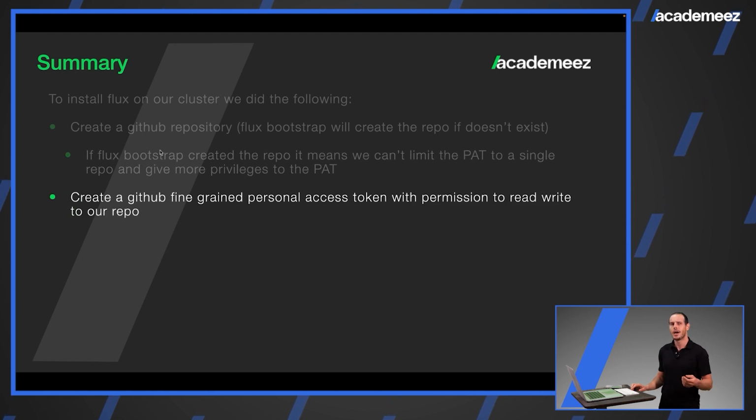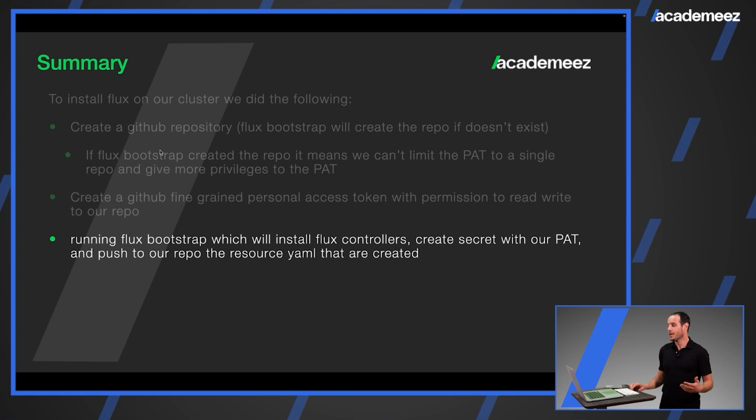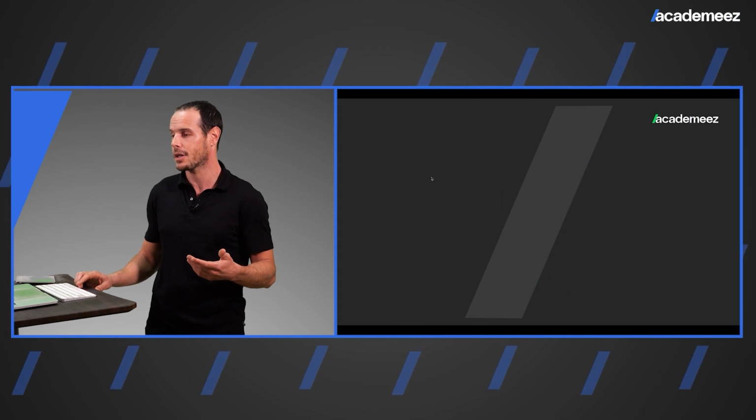And also we created a fine-grained personal access token with minimum permissions and a minimal expiration date, and learned how to do it securely. We ran flux bootstrap to install Flux controllers and resources in our cluster. Flux also pushed to our GitHub repository YAML files describing everything that is created in our cluster.